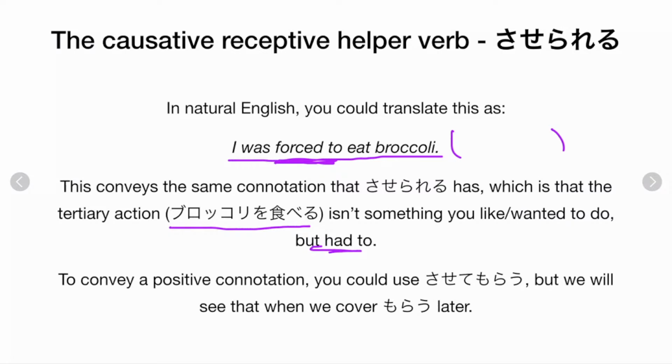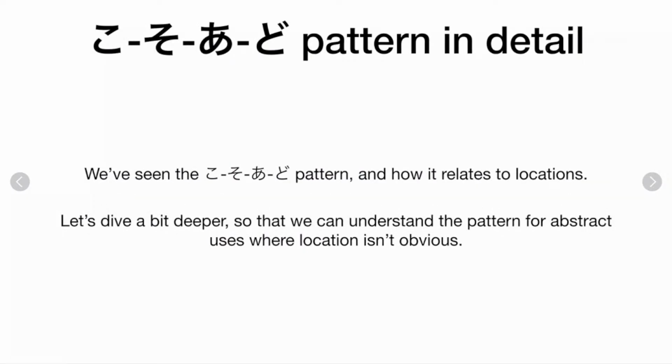If you wanted a positive version of that, you could say sasete morau, but we'll talk about morau later, and I don't think we're going to reach morau in these sessions. So if you want to know about morau, just let me know. I'll tell you later. Okay, so that's saserareru. It's not a common form, but it usually shows up only to say like, oh, someone made me do something. That's when you could say saserareta.